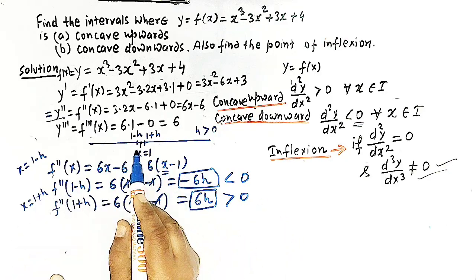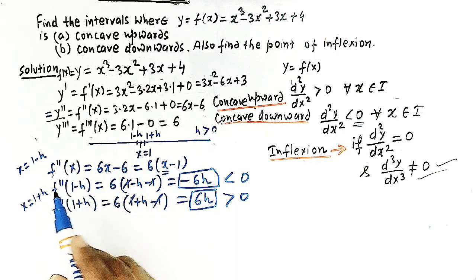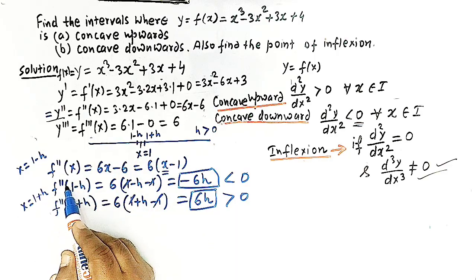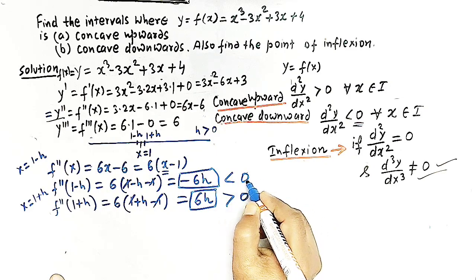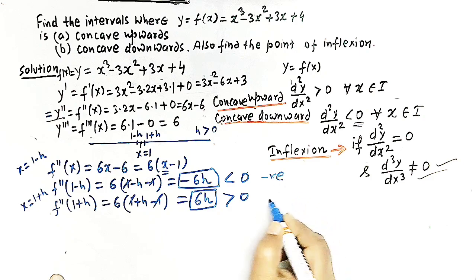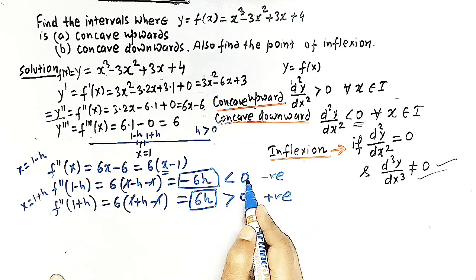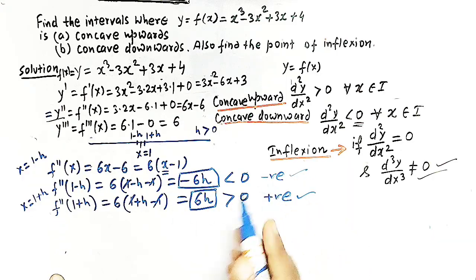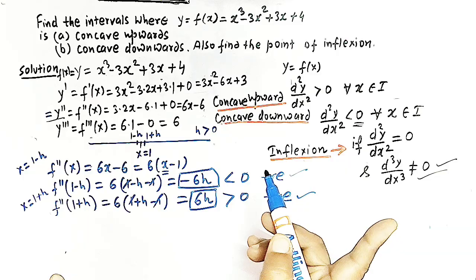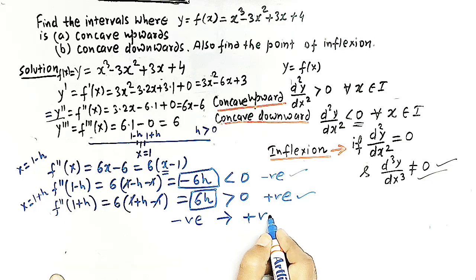So we see that in the neighborhood of x is equal to 1, the sign of the second derivative is changing. Here we have a negative and here we have a positive. That is, the second derivative is less than 0, negative, and the second derivative is greater than 0, positive. So here the sign of the second derivative is changing from negative to positive.